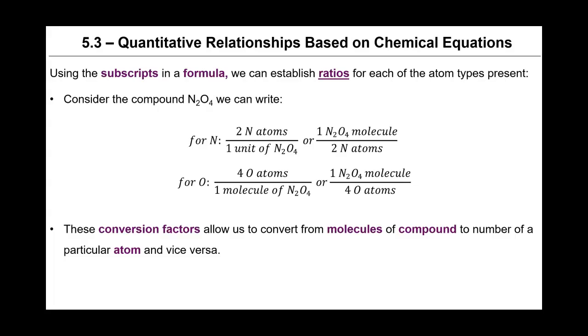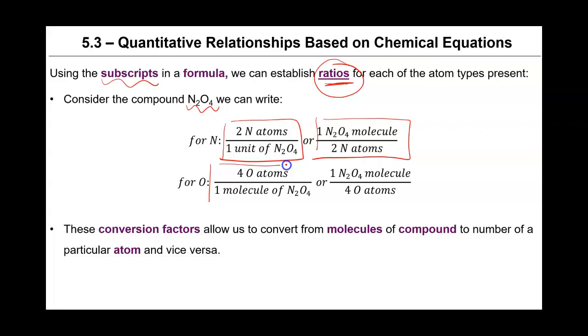The strategy that we're going to use to do these kinds of calculations is to use the formula subscripts to establish what we call ratios for each of the atom types that are present. For example, if we consider the compound N2O4, we can write the following ratios. We can say that there are 2 nitrogen atoms for every 1 unit or every 1 molecule of N2O4. Similarly, we could say that for every 1 molecule of N2O4, we get 2 nitrogen atoms. Those things are equivalent.